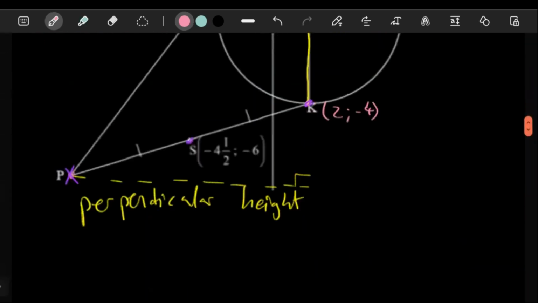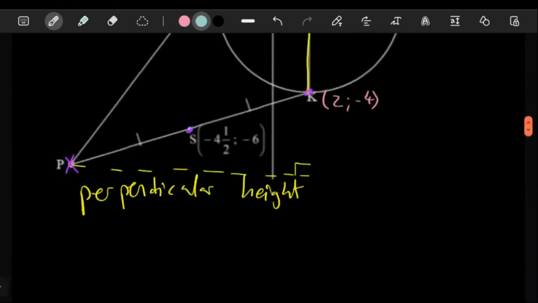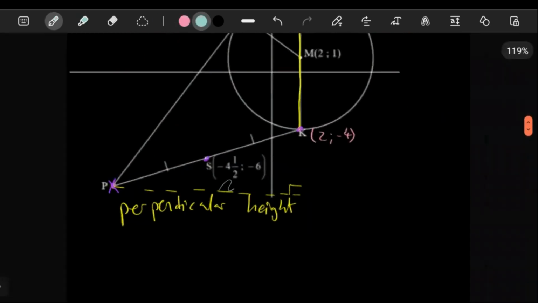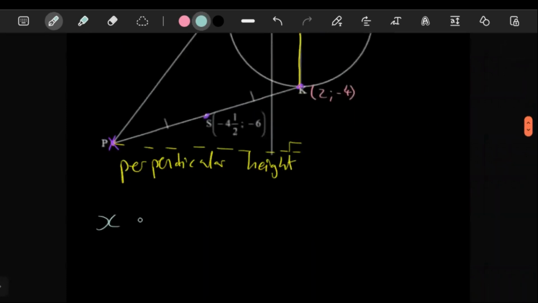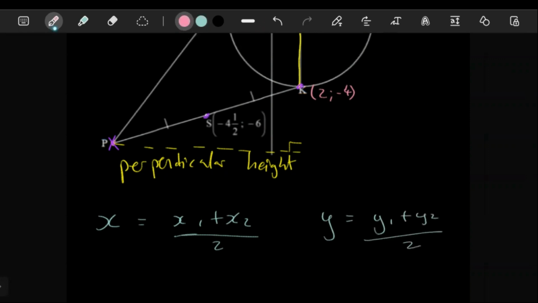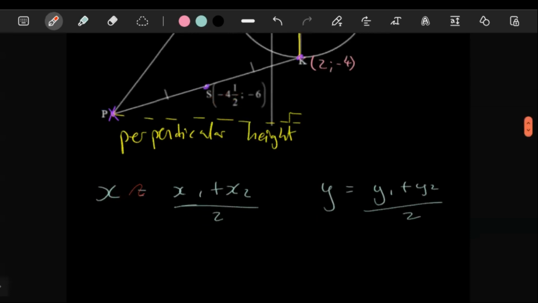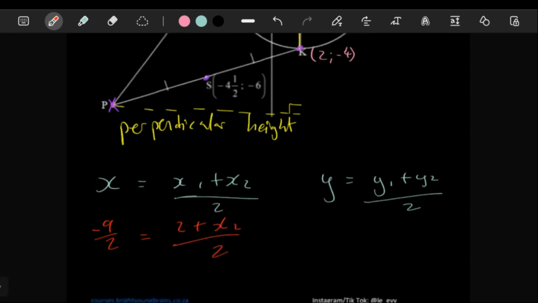And then for the value of P, you can use the midpoint formula, where we know that the x value of the midpoint is equal to x1 plus x2 over 2. The y value of the midpoint is equal to y1 plus y2 over 2. With all this being said, the x value we have is -4.5, so -4.5 is going to be -9 over 2. And then we have one x value here, which is 2. The other one we don't have, so you leave it open. We're trying to work it out.